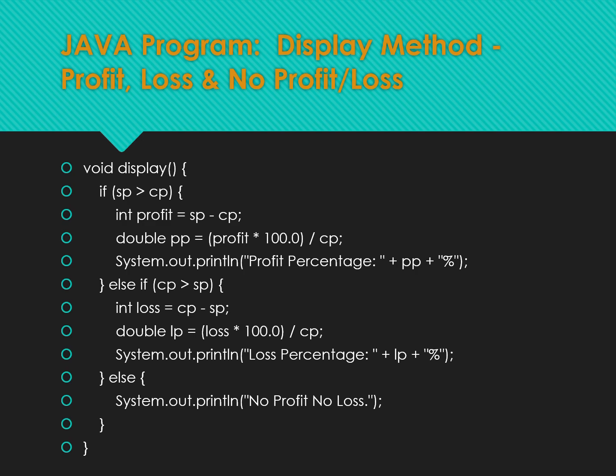Next, we check if the cost price is greater than the selling price, which indicates a loss. In this case, we calculate the loss and its percentage in a similar way. Finally, if both cost price and selling price are equal, the program prints a message saying no profit no loss. This method uses simple conditional logic to cover all three possible outcomes in a transaction.